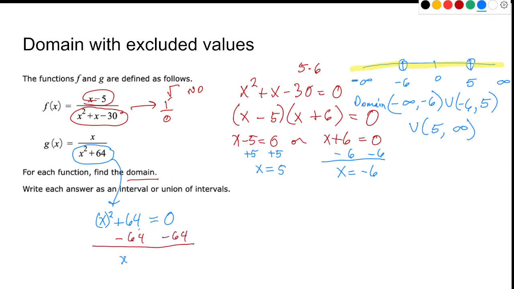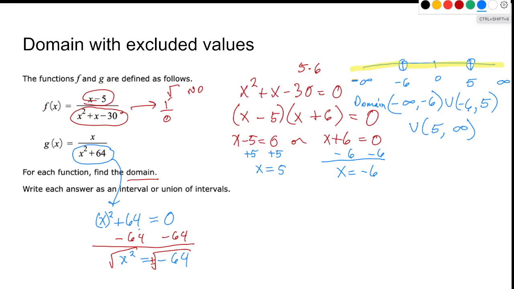That would leave me with x squared equals negative 64. And how do we solve when we have a square? Well, we take the square roots of both sides. And again, when we do that, that's going to give us a plus or minus. However, this square root, since it's got a negative inside, is an imaginary number. There is no real number that will solve this equation.